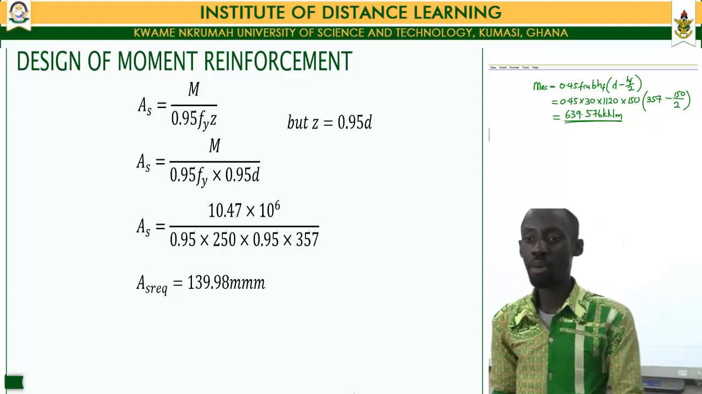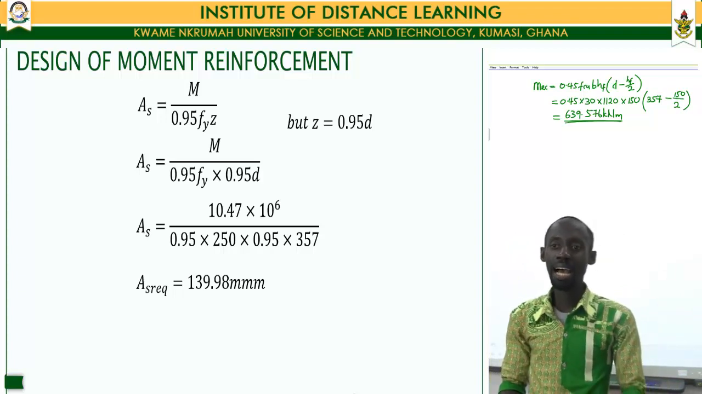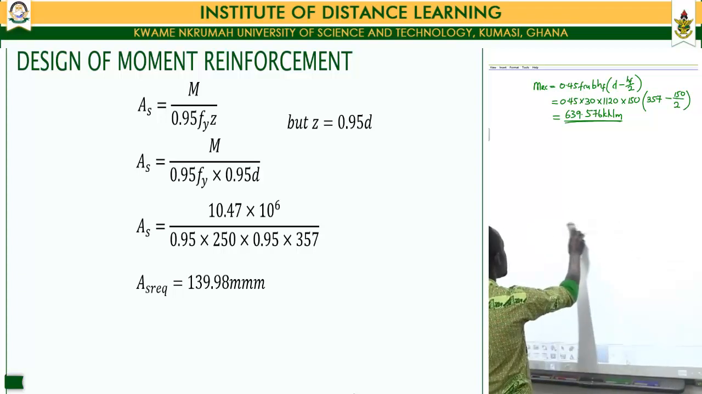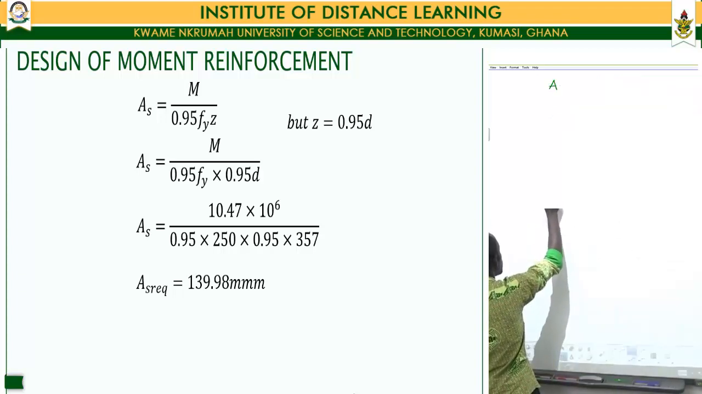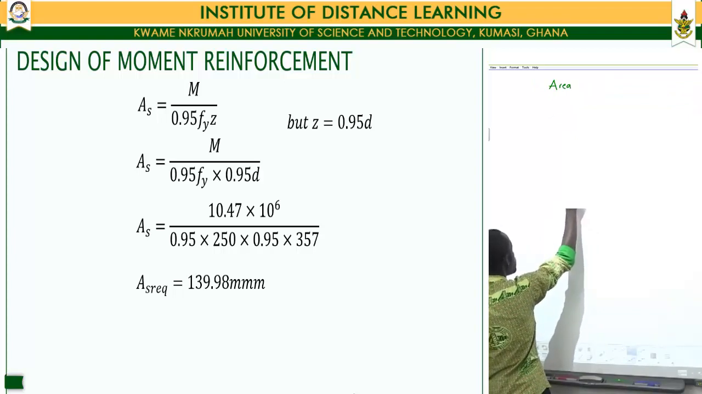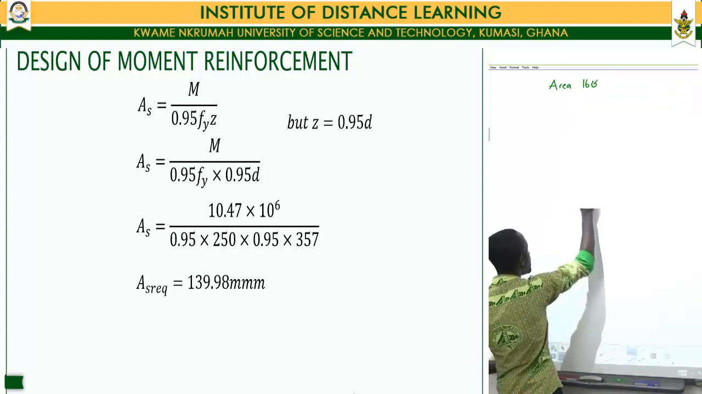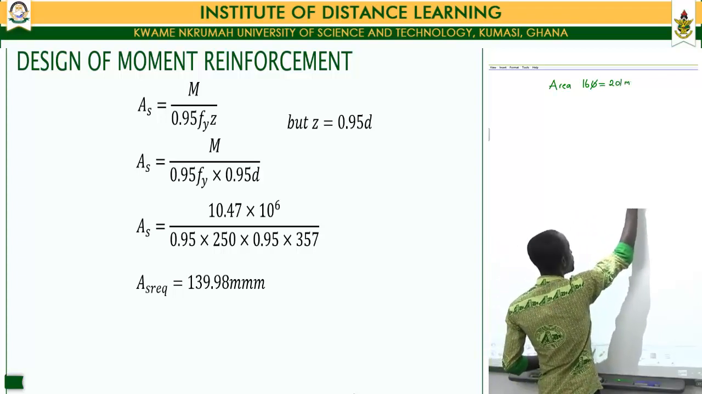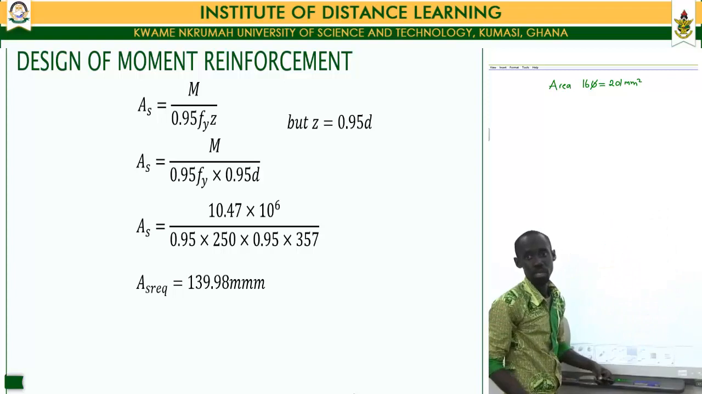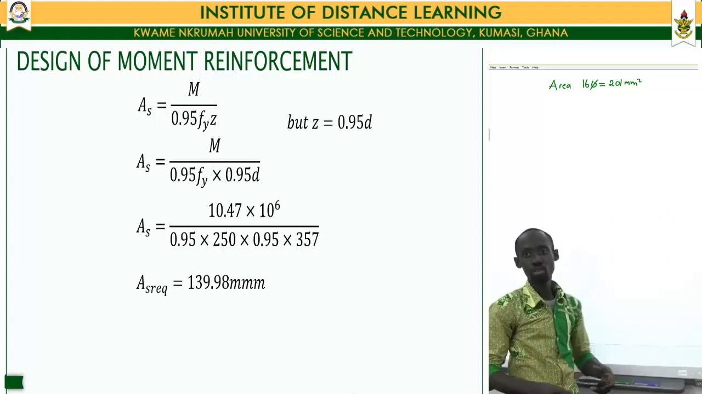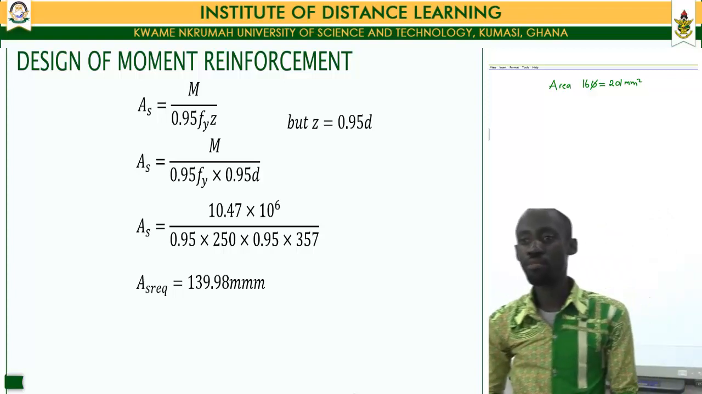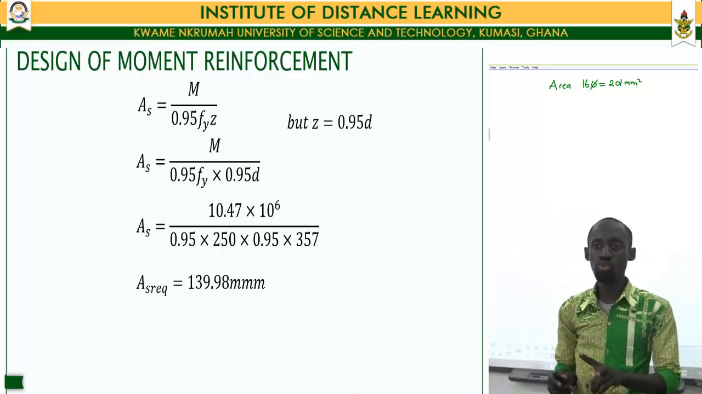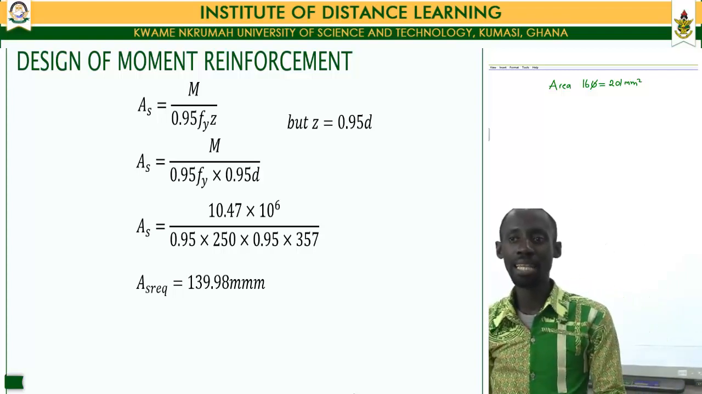Now, if we go back to our design data, we made mention of the fact that we are going to use 16 mm reinforcement bars in our section. The area of a 16 mm diameter bar is approximately equal to 201 millimeters squared. And according to the provisions of the BS code, in providing reinforcement for the tension zone of a beam, not less than 2 reinforcement bars can be provided at that section.